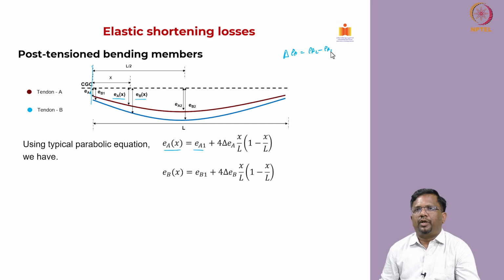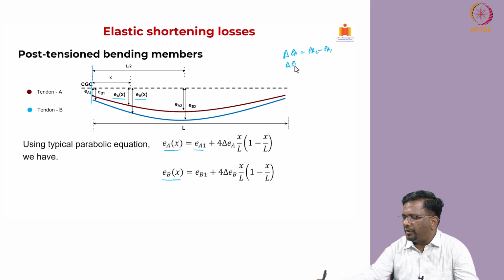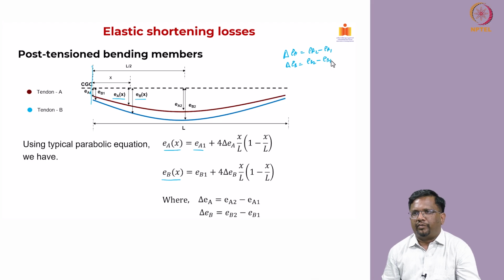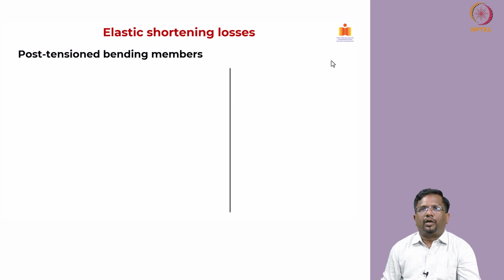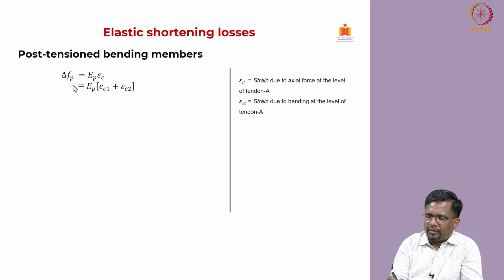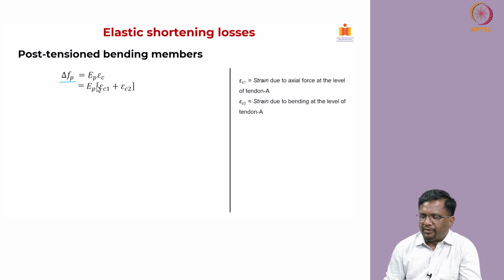Okay. Similarly, for the cable profile B, the eccentricity at any distance x can be written as EB1 plus 4 into delta EB into x by L into 1 minus x by L. Again, delta EB is nothing but EB2 minus EB1. Okay. So, in this way we have written that, and you can get the cable profile equations. Now, let us look at it from first principle. What is the stress in the delta Fp? We know that it is Ep into epsilon C, right. So, Ep into epsilon C.